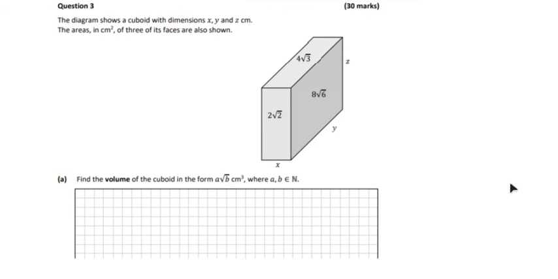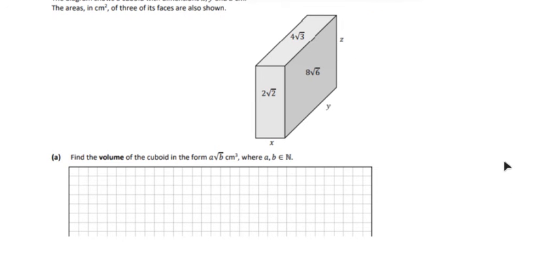Hiya folks, so this is question 3. They ask us for the volume of the cuboid. So volume of the cuboid is just length times width times height. The problem here obviously is that you don't know what the length, width and height are. The length is obviously y, the width is x and the height is z.